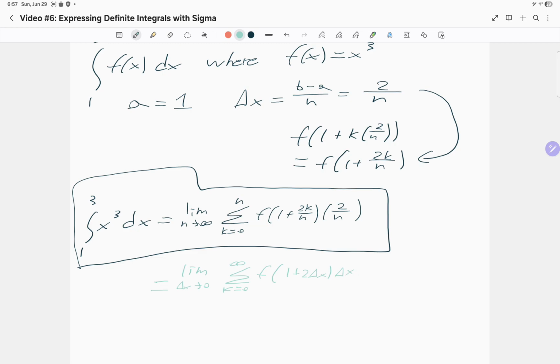But why I don't quite like this approach is you have to have the infinity at the top of the sigma notation, which begs the question, is there another way to write it? Another way to write n in terms of x, delta x? Sure there is. If we have up here delta x equals b minus a over n, bring that down here.